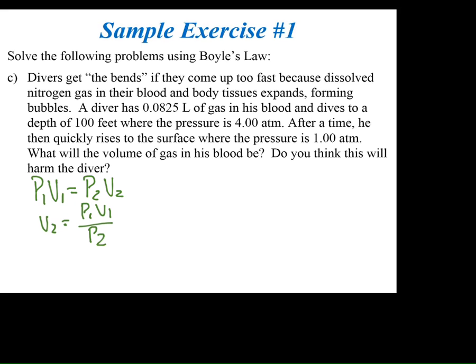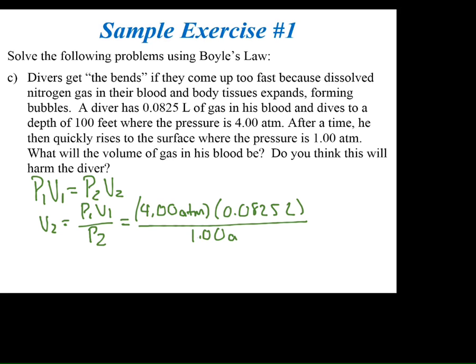Okay, so what's my initial pressure? 4.00 atmospheres. What was the initial volume? 0.0825 liters. Thank you. And what was the final pressure after he surfaced? 1.00 atmospheres. Okay, so we cancel out atmospheres. And you say it was 0.330.